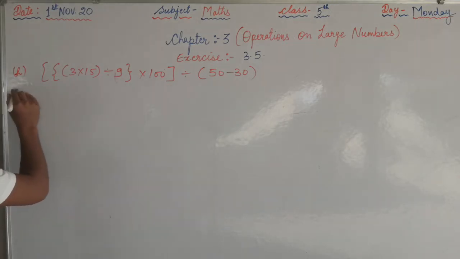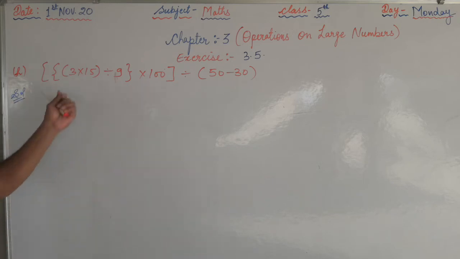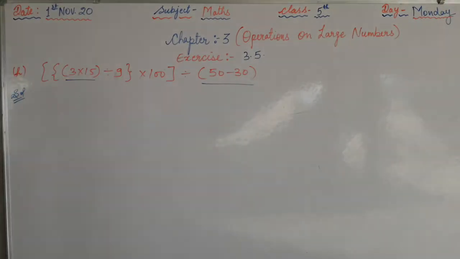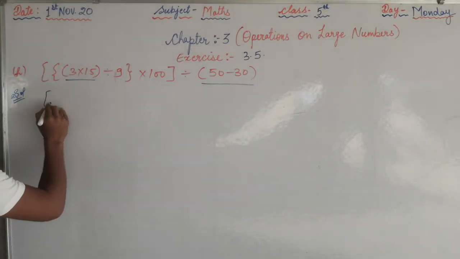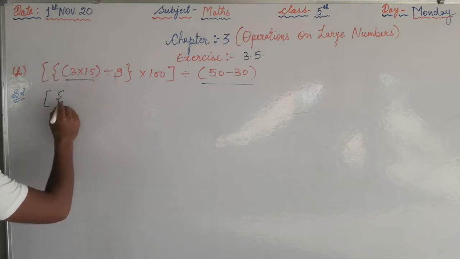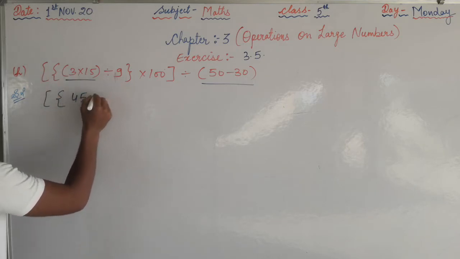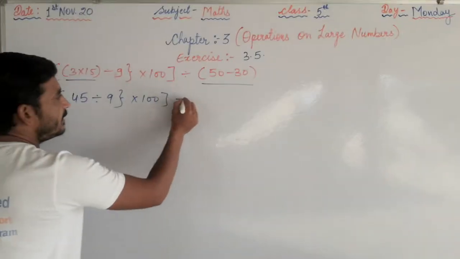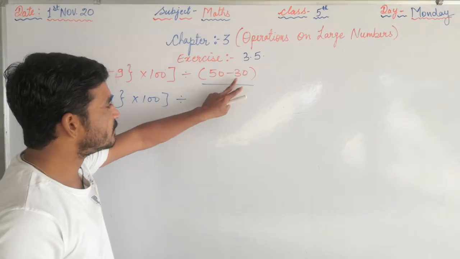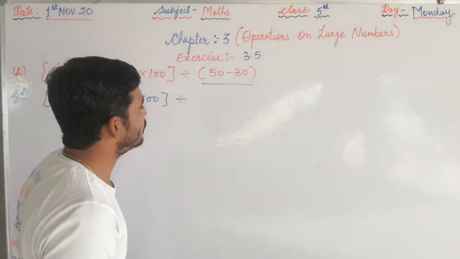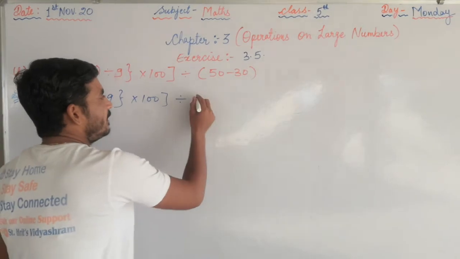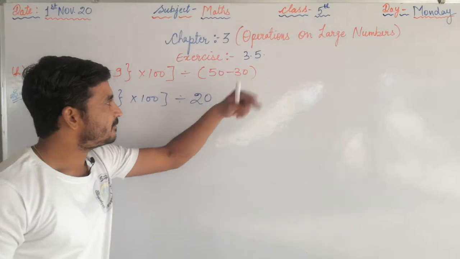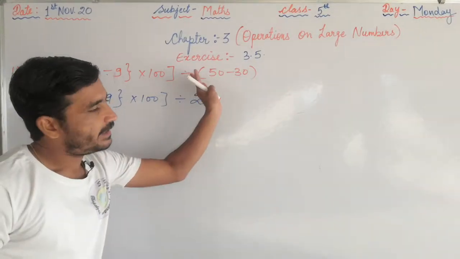Now see this, what you have to do? First you solve the small bracket. Where is the small bracket? Here it is, and here also the small bracket. First you solve these two brackets. Now see, 15 threes are 45, divided by 9 multiplied by 100 divided by. Now what is the operation? There is the subtraction. You have to subtract 30 from 50. What is the result? Here it is 20. When you solve the operation in the bracket, then after solving you remove that bracket also.